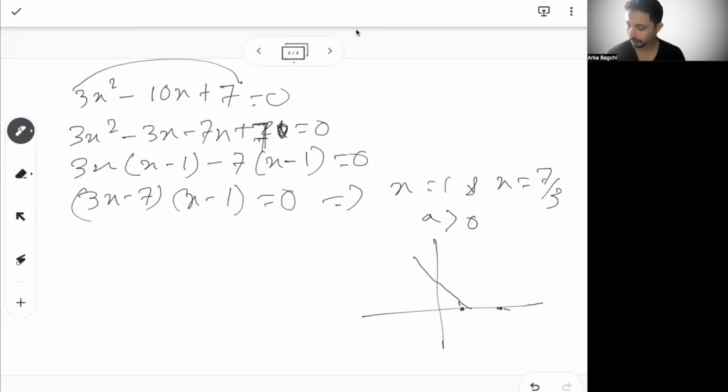So your graph becomes like this. This is 1 and this is 7 by 3. This is the x-axis, this is the y-axis. So that's how you draw the graph of a parabola, which should be symmetrical like this. So you can ignore this part. Okay. Now also one more important thing. These are called the factors.